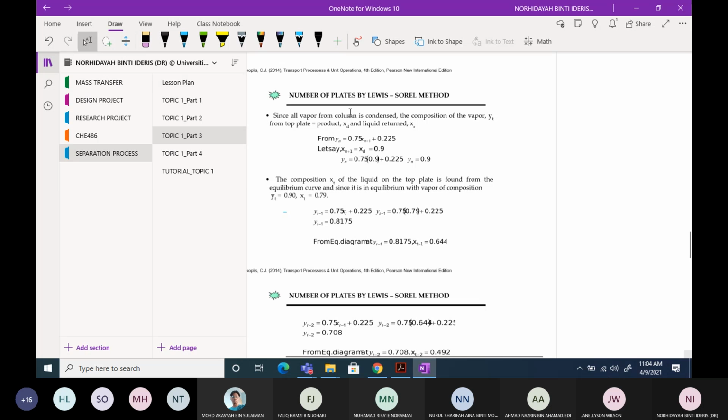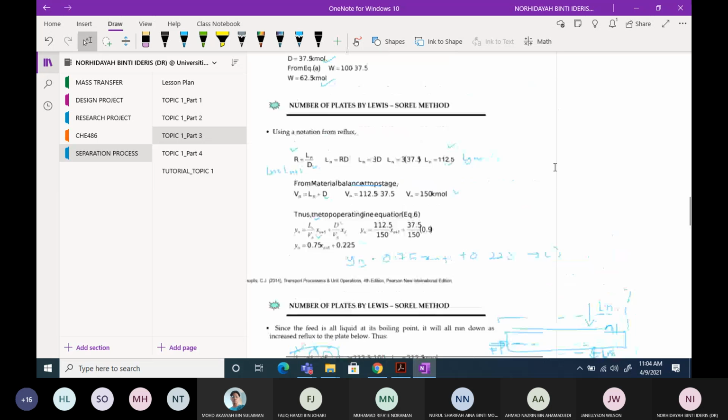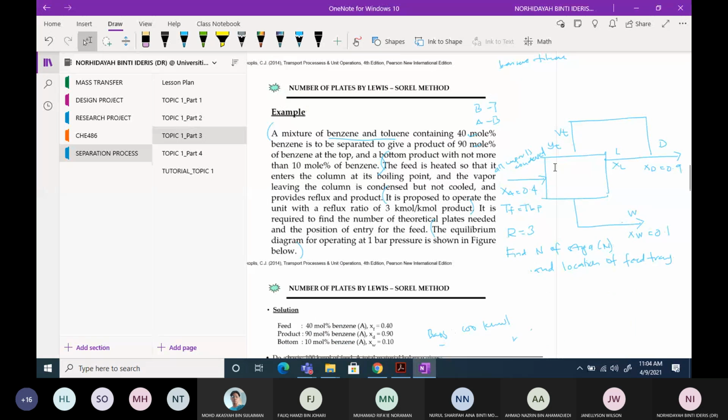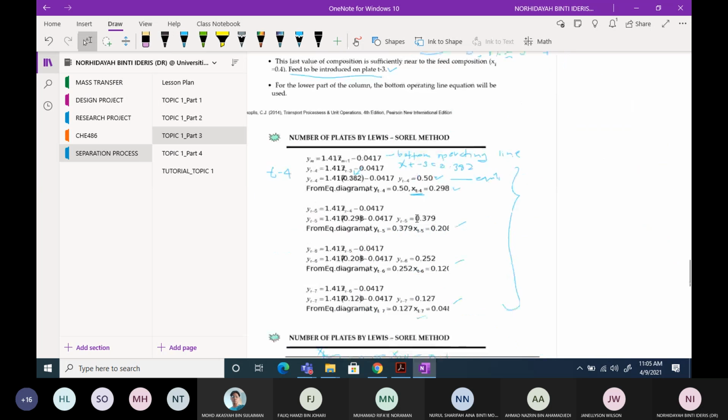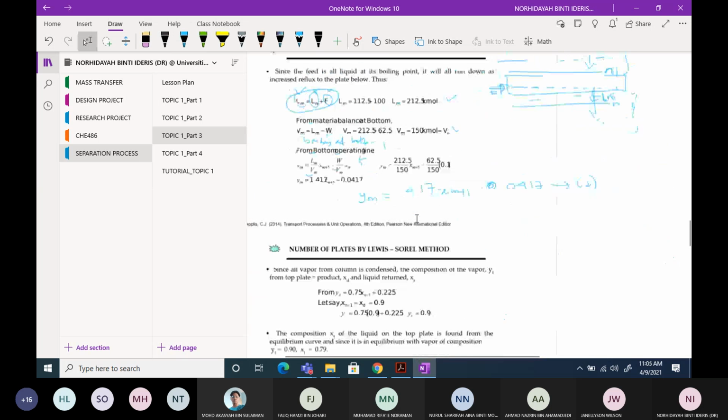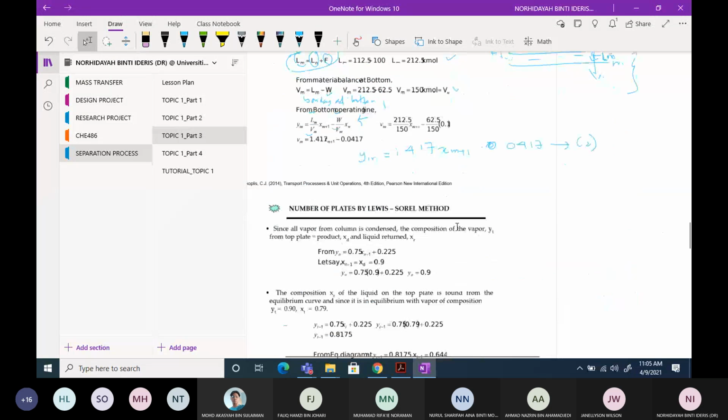Since all vapor from the column is condensed, the composition of YT from the top plate is equal to XD and the return. Here, they label this one as XR, not XL, but it's the same thing. Since all the vapor is condensed, you know that the composition of YT is equal to XD and must be equal to XR. So how are we going to use this? You already developed the first and second equations.